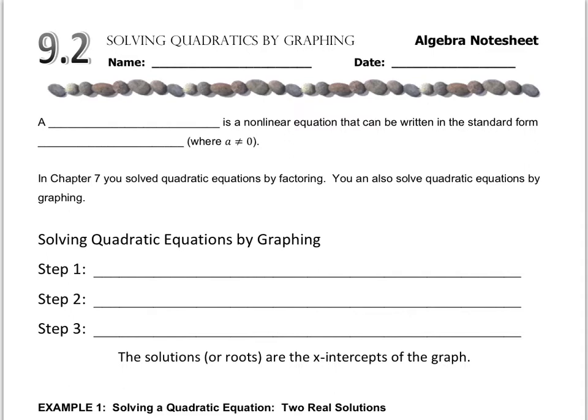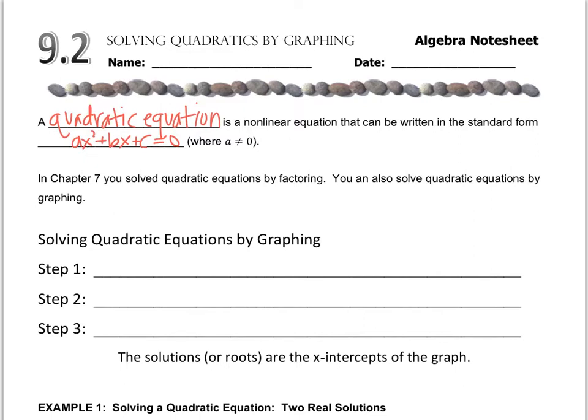So if you remember back from Chapter 8, we talked about quadratic equations. And we said that a quadratic equation is a nonlinear equation because it's not a line, and it's written in the form ax squared plus bx plus c equals 0. Obviously, the a value can't be 0, because if it were, you would just have a linear equation, since that whole x squared term would disappear.